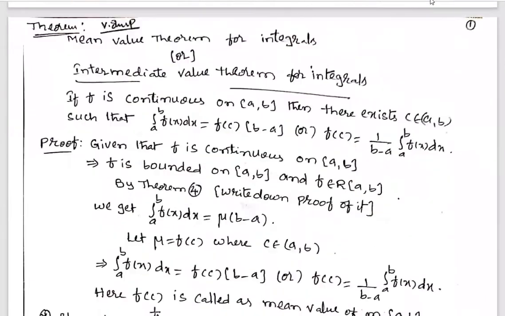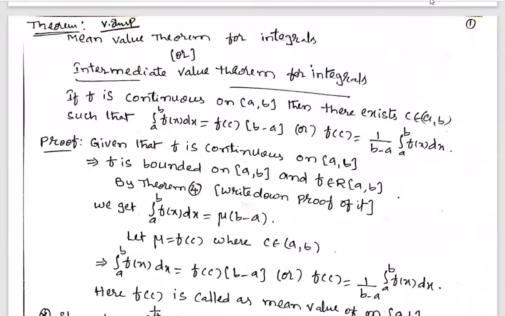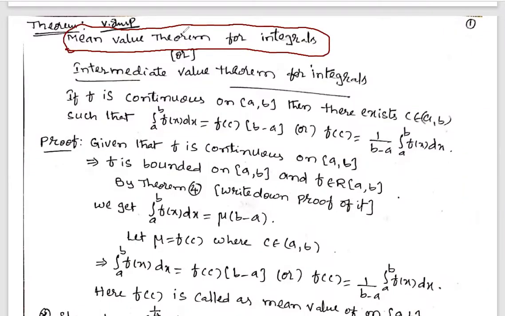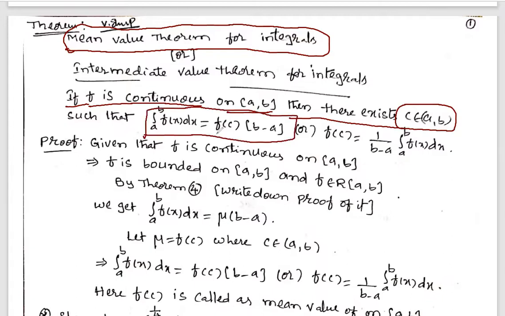Next, coming to the mean value theorem for integrals. This is a very, very important theorem. So what does it say? Earlier we did Rolle's mean value theorem for differentiation. Now here we are trying it for integration. What is the statement? If f is continuous on the closed interval a, b, then there exists c belonging to a, b such that the integral from a to b of f of x dx is equal to f of c into b minus a, or f of c is equal to 1 by b minus a times the integral of f of x dx.